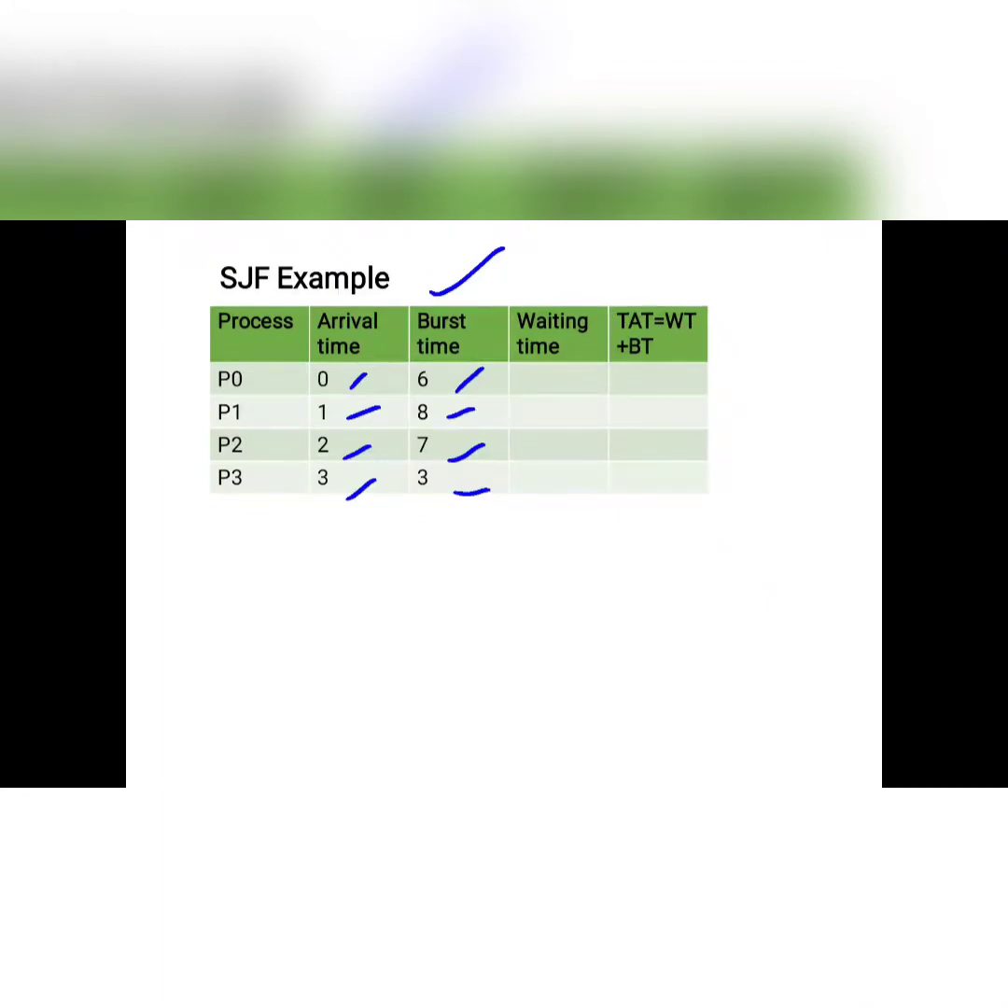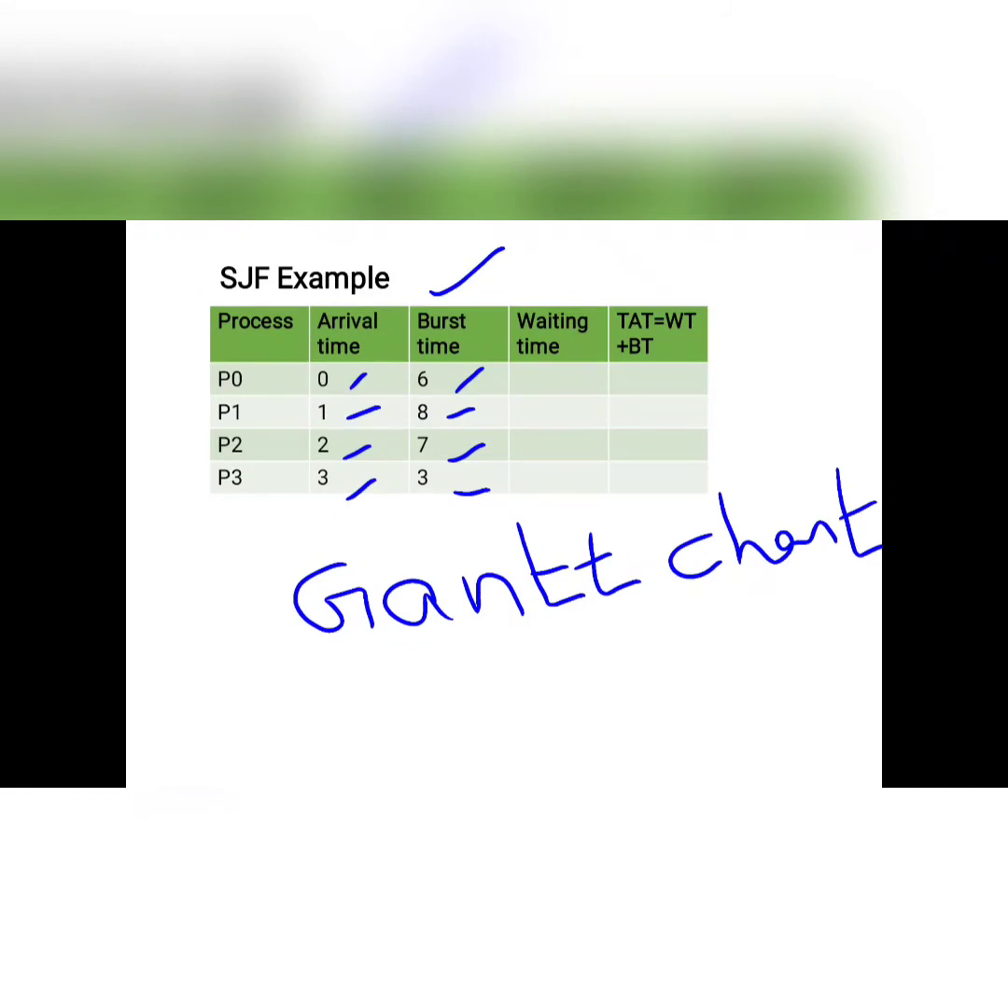Using this arrival time and burst time, we need to calculate the waiting time and the turnaround time of each and every process. For that it requires a Gantt chart. For calculating the waiting times and the turnaround times we require the Gantt chart. So how will we draw the Gantt chart?